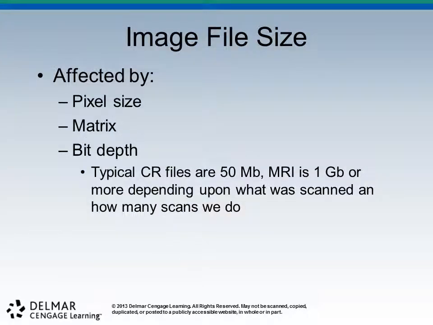All right, so the file size, I've said over and over and over again. How big are your pixels? How many rows and columns you have in your matrix, and what your bit depth is. So a single CR file is somewhere around 50 megabytes each, like a hand, something in there. An MRI study is a gig, 1 gigabyte of data.